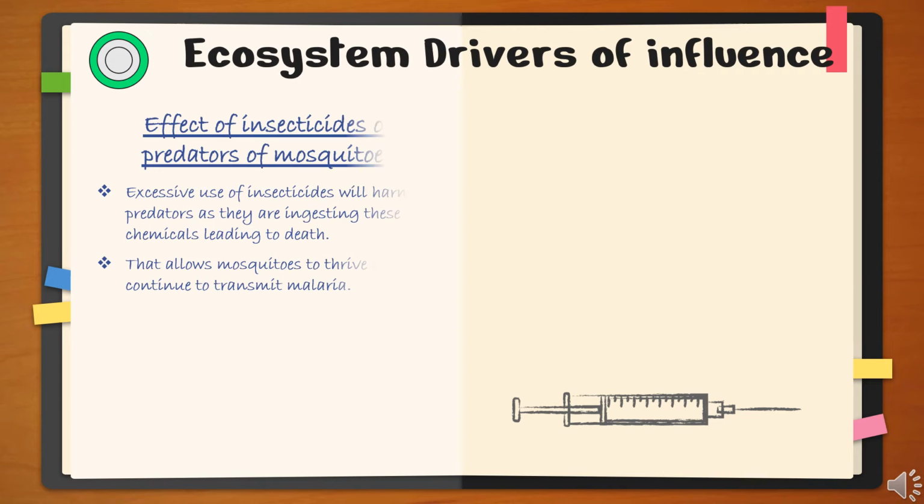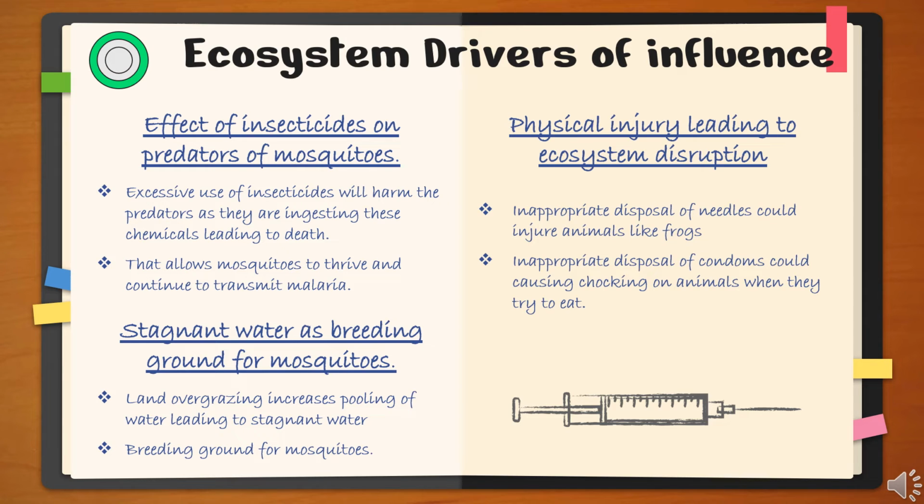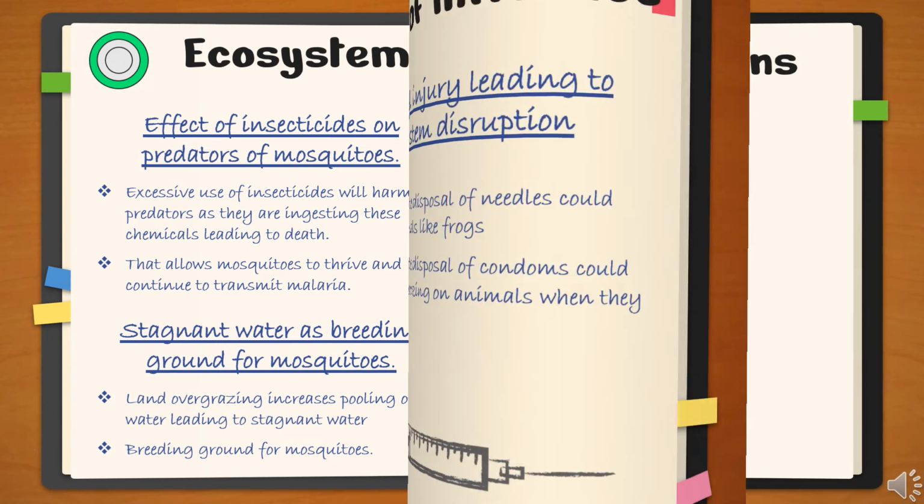Ecosystem level: excessive use of insecticide can cause harm to the predators at the metabolism level. Overgrazing causes pooling, leading to stagnant water that provides a breeding ground for mosquitoes. Inappropriate disposal of needles and condoms can also harm the animals.